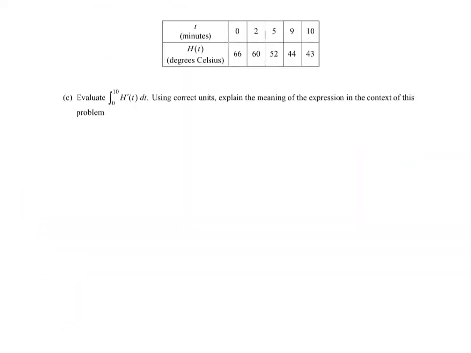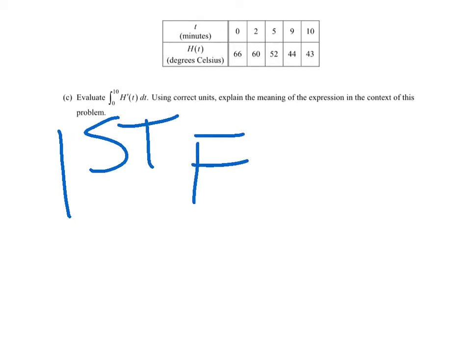All right, part C. Evaluate the integral from 0 to 10 of h prime of t dt. Then, using correct units, explain the meaning in the context of the problem. Well, basically I said to myself, what the heck is h prime of t? I don't have anything about h prime of t. All I have is this function h. And here's where that first fundamental theorem of calculus comes in.